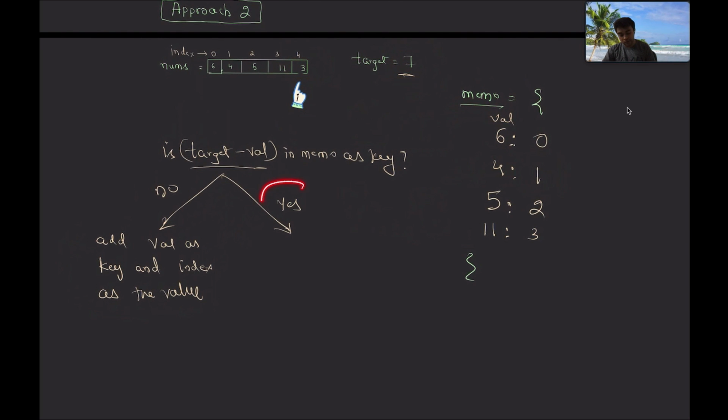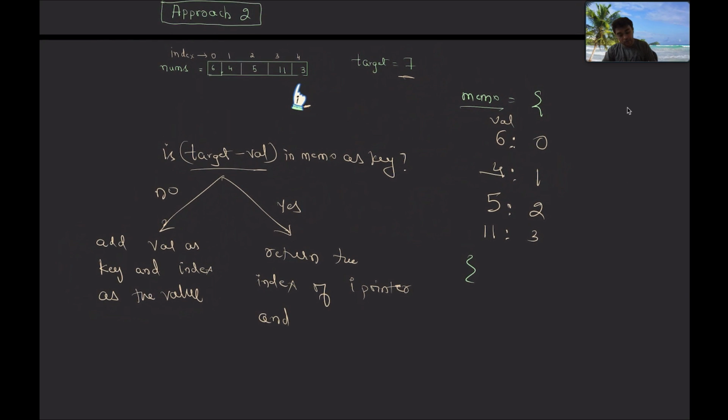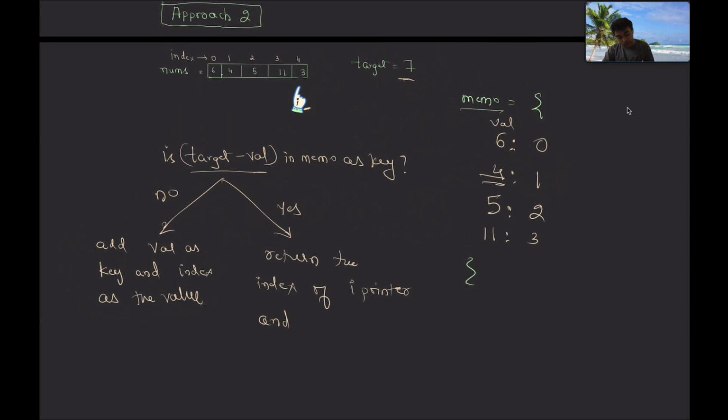So now we reach the yes case, meaning 7 minus 3, the target minus val, is in memo as the key. Yes, we have 4 here as the key. So what do we return? We return the index of the I pointer. So what I is pointing to in this case is 4, and we need to return this 4. So what is this 4? It's 7 minus 3, meaning we need to return this index.